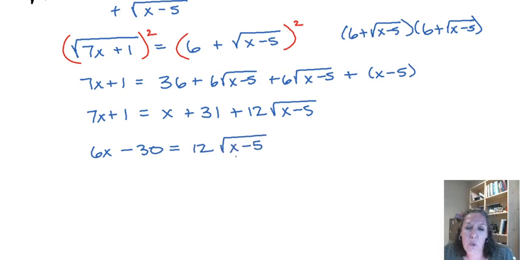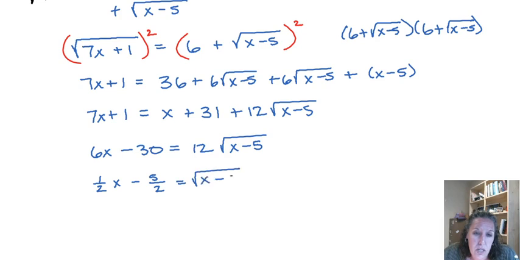And you could square it at this point, but the numbers are going to be rather large. So I'm going to go ahead and divide everything by 12 and completely isolate that square root. So 6 divided by 12 is going to be 1/2 times that x. And then 30 divided by 12, let's see, our GCF there is 6. And so we'll get a minus 5 over 2. Now we've isolated it, we can square both sides.